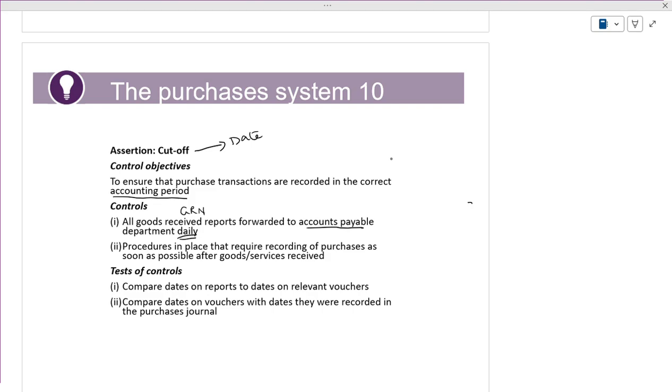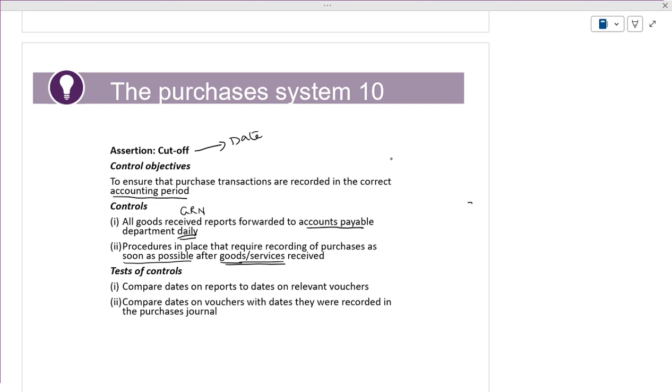What is the control? Control says that there should not be any pending invoices which are not entered. Procedures require recording of purchases as soon as possible once you have received goods or services. Controls means you should not keep anything pending, you should not carry forward. That is the cutoff. Today's task should be completed today.